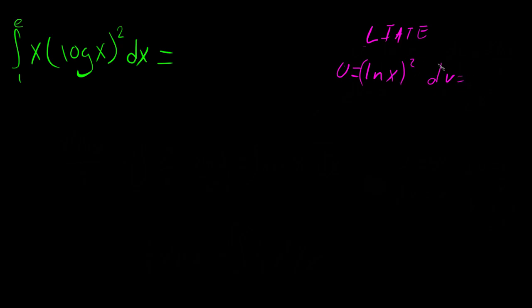If you don't know this, you can just straight up calculate it. It's just chain rule, just one order of chain rule. So 2 ln x times the derivative of ln x, which is 1 over x. So our derivative is 2 ln x over x.